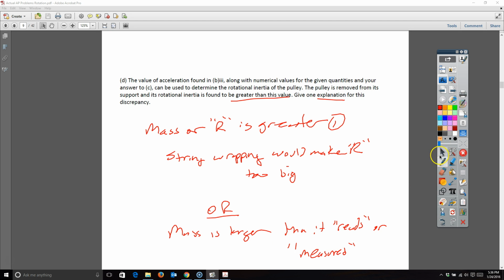So those are some things you can think about, and you would get another point for doing the explanation. And that is the end of that problem.